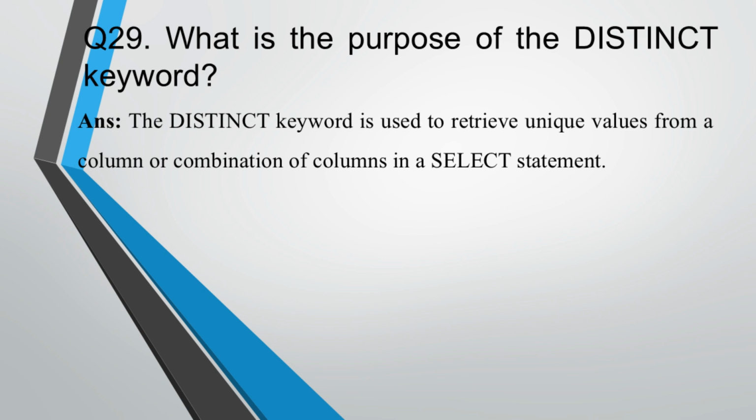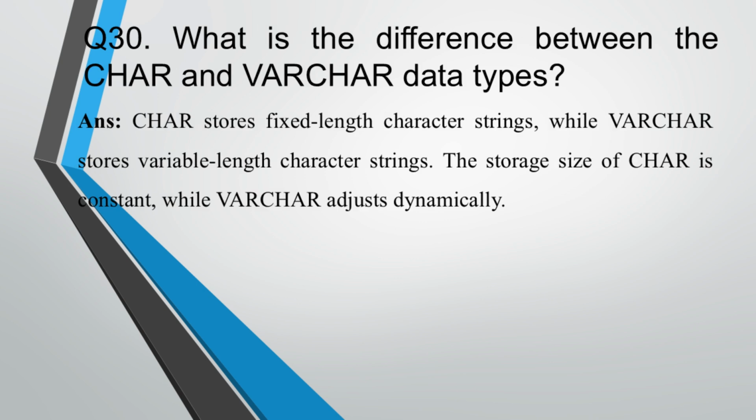What is the purpose of the distinct keyword? The distinct keyword is used to retrieve unique values from a column or combination of columns in a select statement. What is the difference between the char and varchar data types? Char stores fixed-length character strings, while varchar stores variable-length character strings. The storage size of char is constant, while varchar adjusts dynamically.